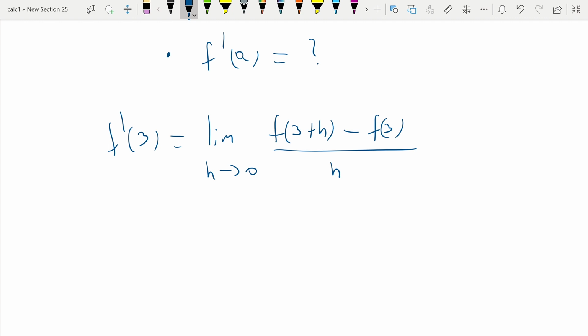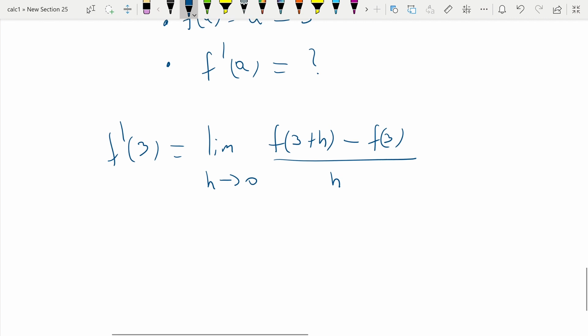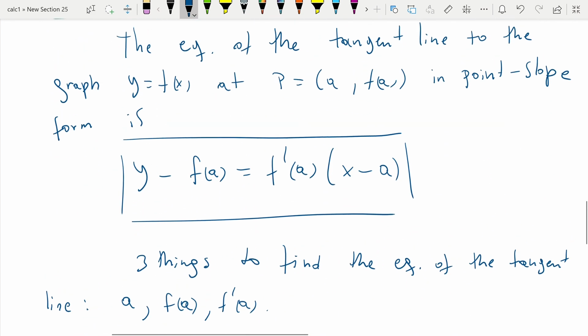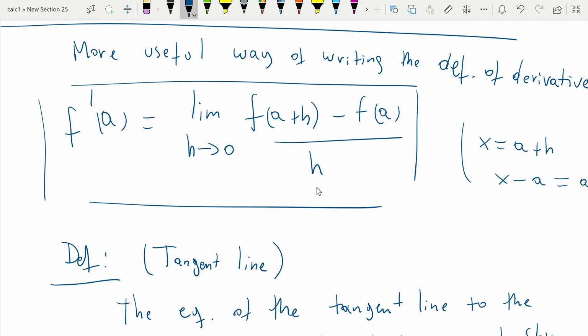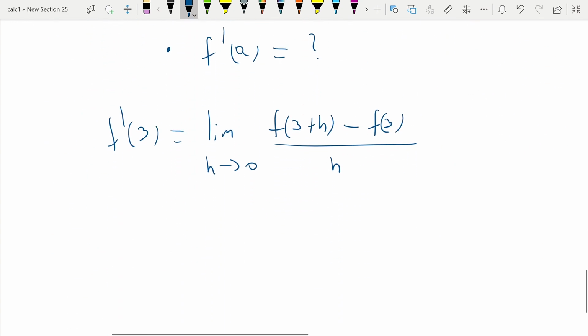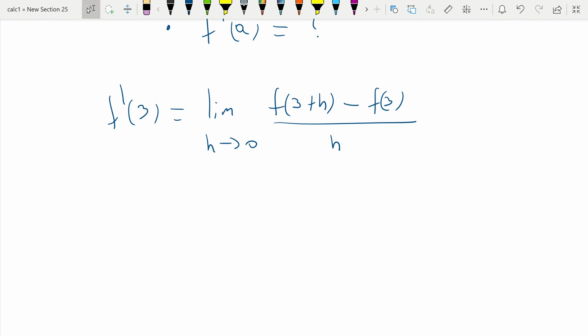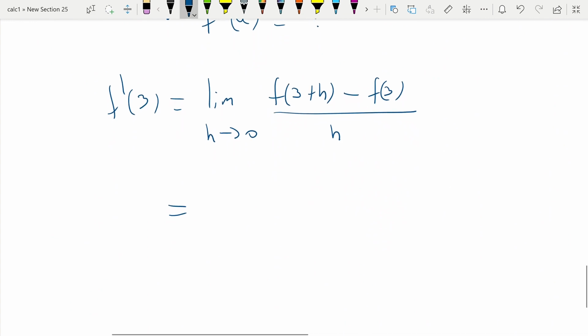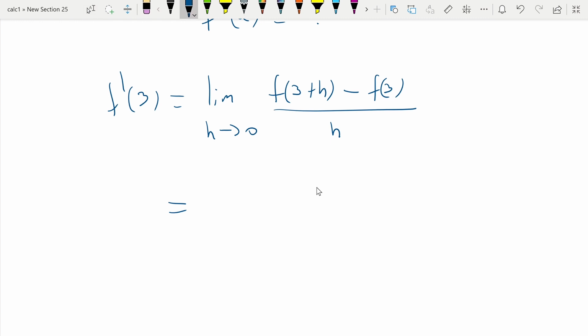This is just a formula applied to this particular f and this particular point A. If you go back to the definition, it's f of a plus h minus f of a divided by h, and you take the limit when h goes to 0. In this case, we're computing the derivative at the point 3. So we compute the limit as h approaches 0 of 3 plus h squared minus 3 squared, all divided by h.